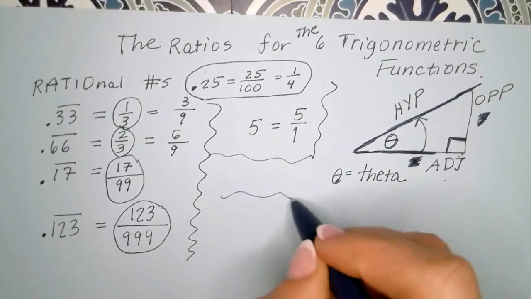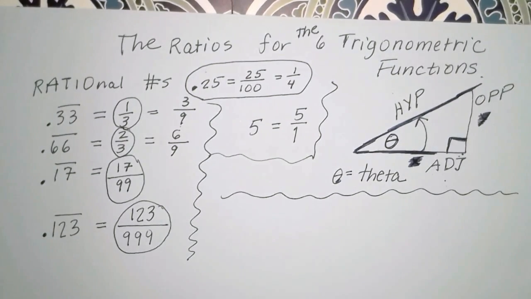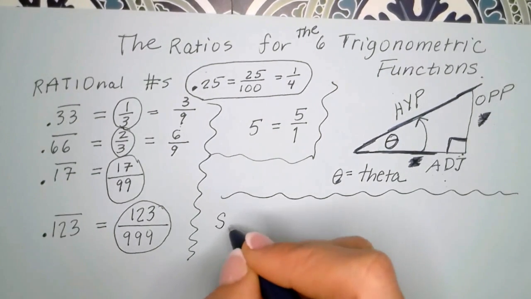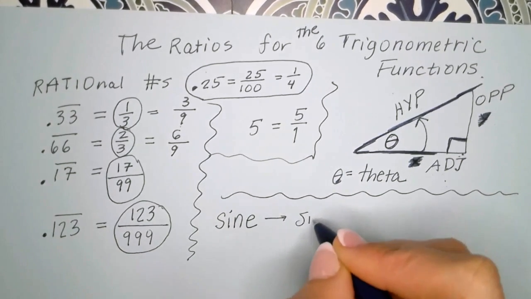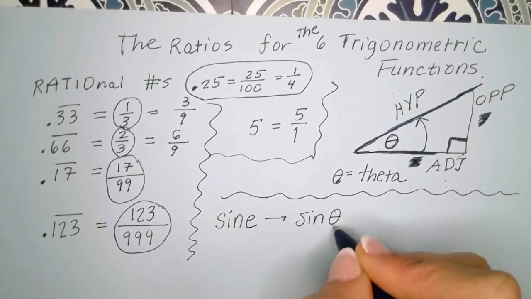Who is the original trig function? Sine. The way you spell sine is what? S-I-N. But that's the abbreviation. What's the real word for sine? S-I-N-E, right? Sine. And then we abbreviate it S-I-N of theta. So we always put an angle there.